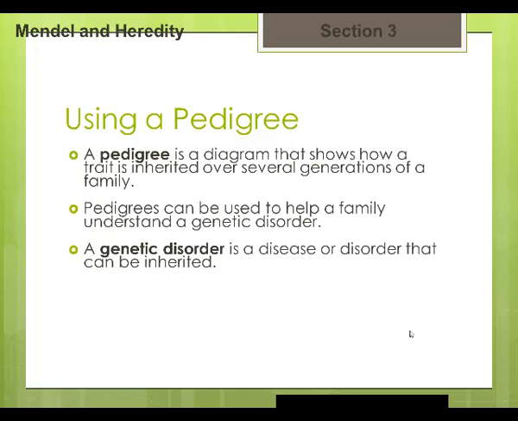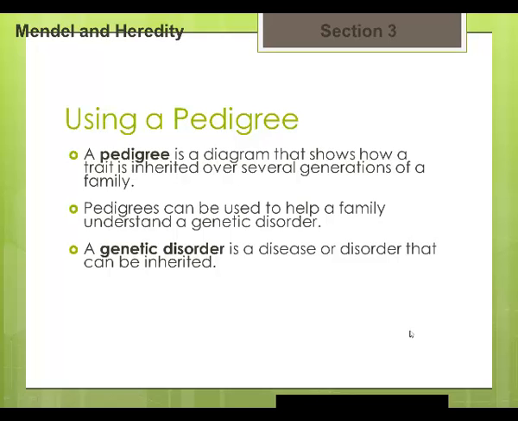Alright, pedigrees. A pedigree is a diagram that shows how traits are inherited within families. And typically they look over many, many generations in order to see traits that were expressed within offspring from previous generations. They can help families to understand genetic disorders that get passed on within the family.